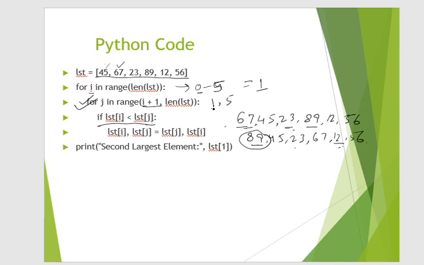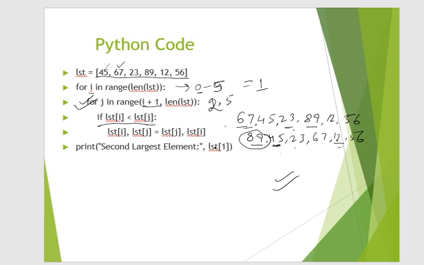Now we will compare. Now j will be i plus 1, 1 plus 1 is 2. So it will start from the second. Starting from this element, it will compare all and the second highest element will come at the proper place. Now I want to give you one twist here.